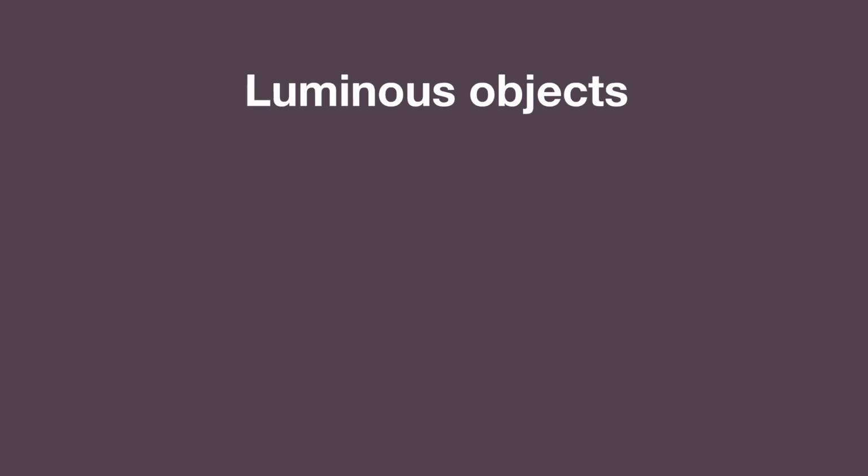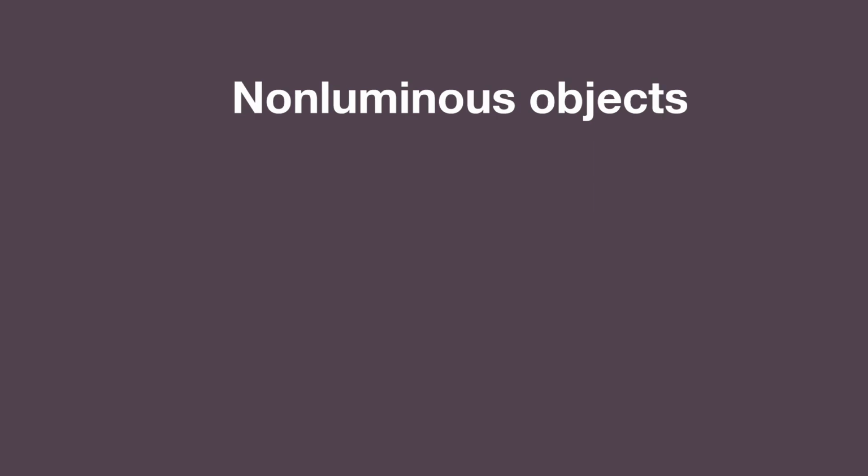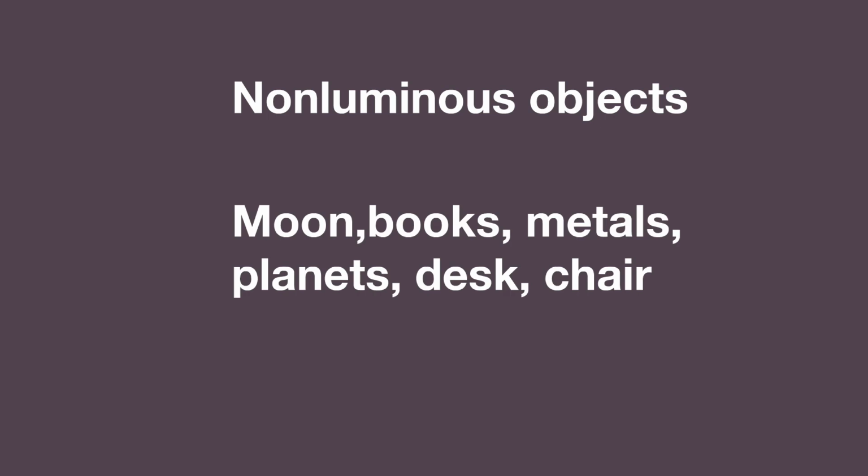Luminous objects emit light of their own. Example: sun, fire, fireflies, candle, electric bulb, stars. Objects that do not emit light of their own, but they reflect the light falling on them and so become visible, are called non-luminous objects, like the moon, books, metals, stones, furniture.